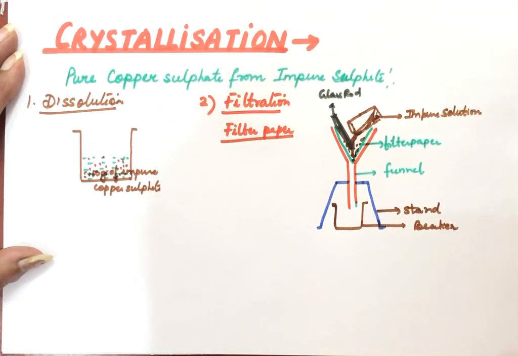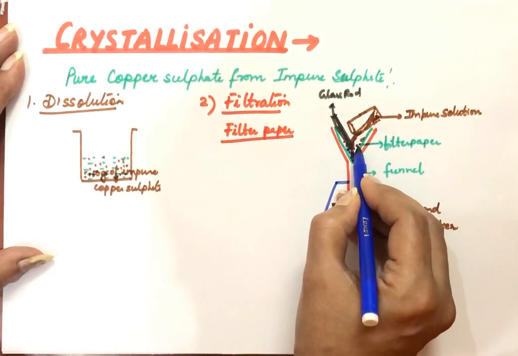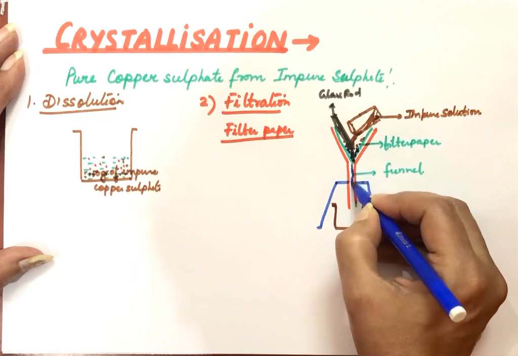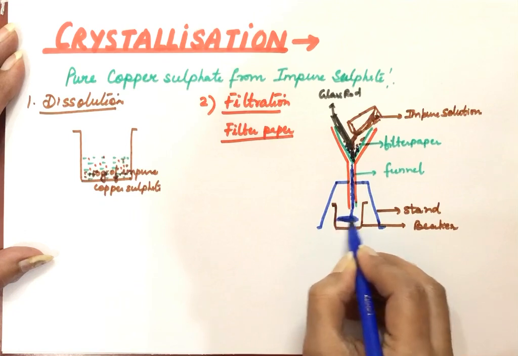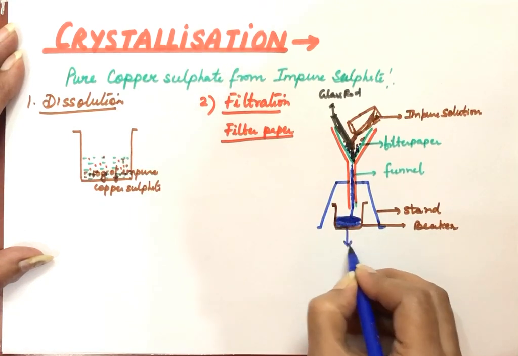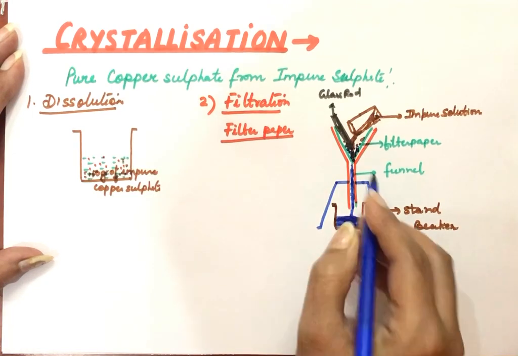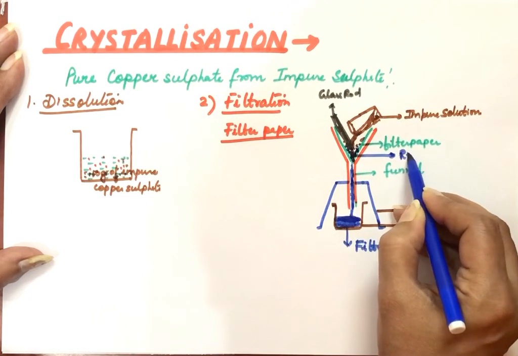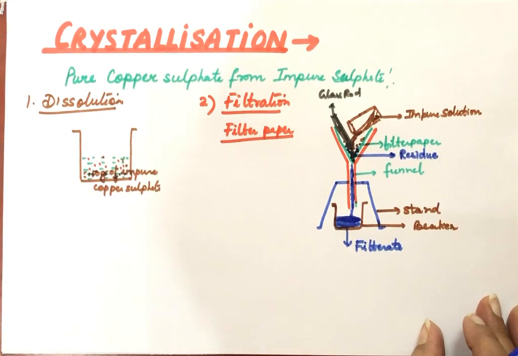And what we will see now in the filter paper, these insolubles, these suspended impurities, they will remain in the filter paper, and what will pass through this filter paper is a clear solution of copper sulfate. So this copper sulfate solution will come here, and this solution is called filtrate. The insoluble impurities which are left here in the filter paper, we call these a residue.